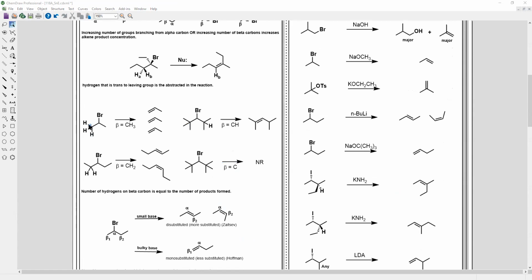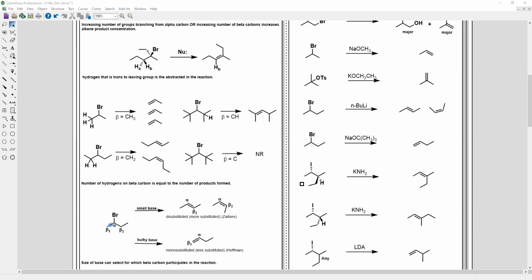Not only can you predict what the product will be based on which beta carbon to react with, but let's say we have an asymmetrical example like the one we have over here, where we have a beta 1 that's a CH3 and a beta 2 that's a CH2. Well, it turns out if we use a small base, small bases give us reactions with the more substituted carbon. So notice how the CH2 is the one that we end up reacting with in the small base.